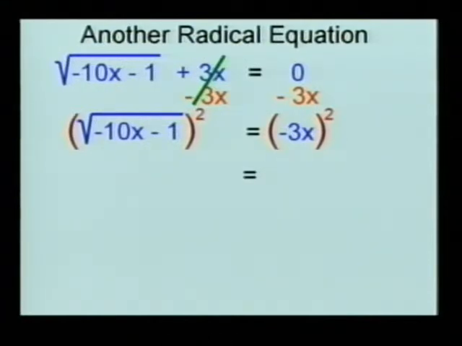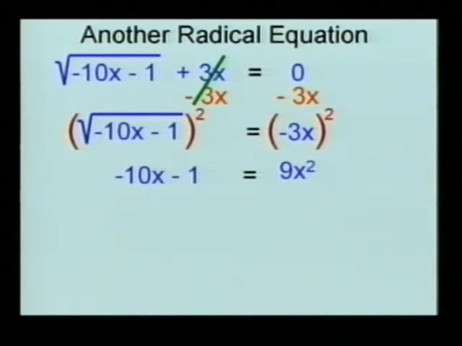Which gives me, on the left side, I undid it. The radical's gone. And on the right side, minus 3x squared is 9x squared. Minus 3 times minus 3. Okay, now I solve it normally.